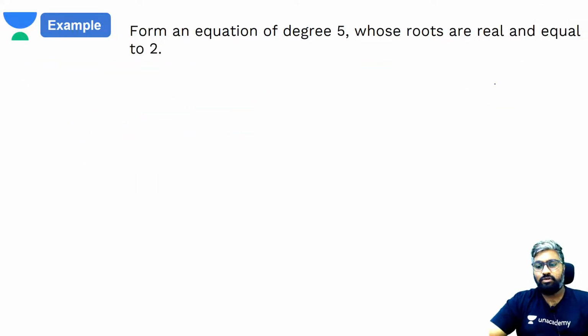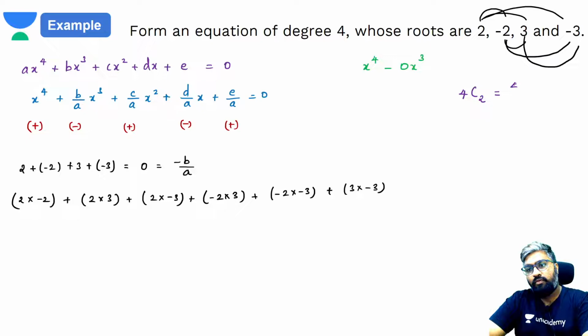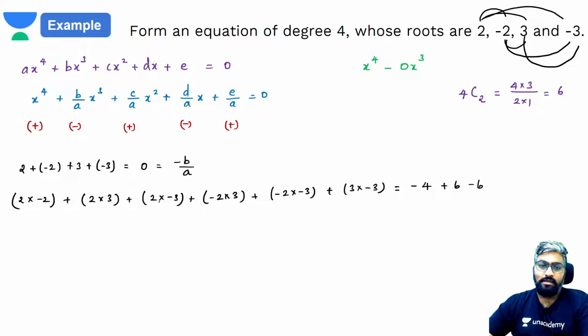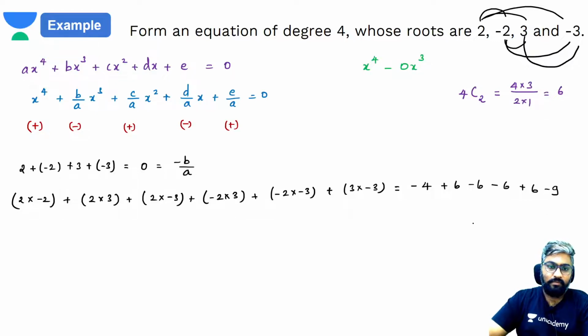Correct? What is 4c2? 4 into 3 by 2 into 1. This is equal to 6. So there are 6 terms. Clear? This is for checking. So what will this be equal to? Be careful when you do this calculation. Minus 4 plus 6 minus 6. This is also minus 6 plus 6 minus 9. Agreed?